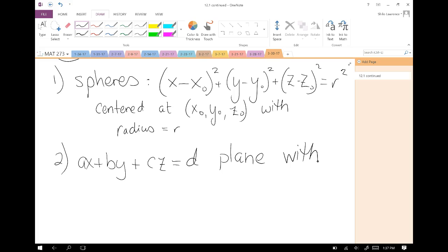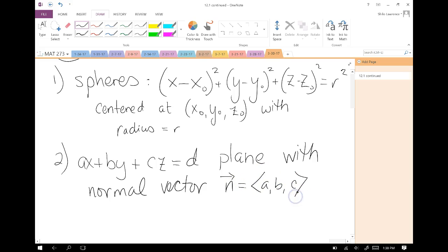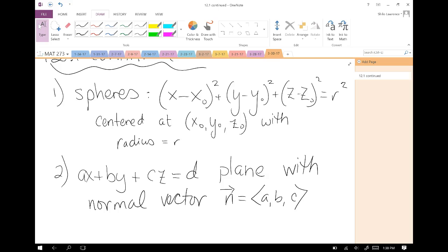From the standard form, we could see a point that got used to help create it. But the D is a result of all those ABCs getting distributed and combined. So those are two surfaces that we've already seen at some point this semester, two surfaces in space.